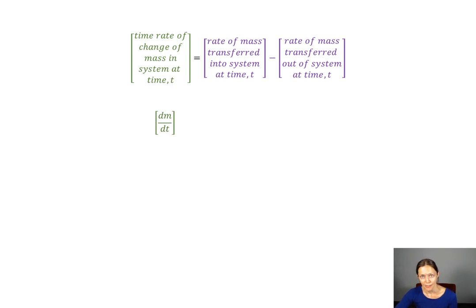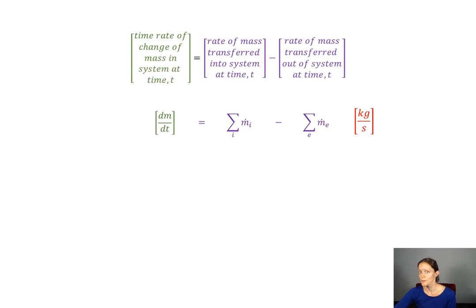So the change in mass, you see the numerator, change in mass per unit time. And then the other side of that equation, the rate of mass transferred into the system at some given time interval. So this is the sum of the m dots coming in minus the sum of the m dots going out. And all of this is in kilograms per second.